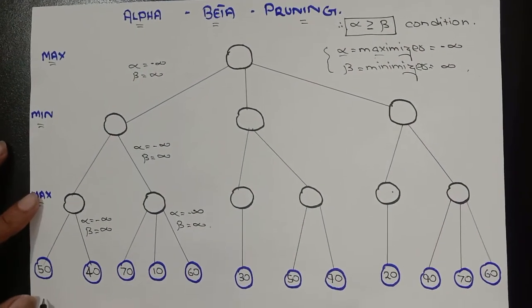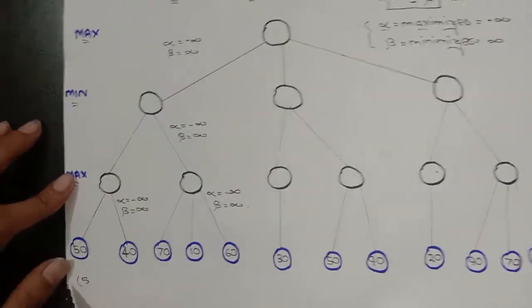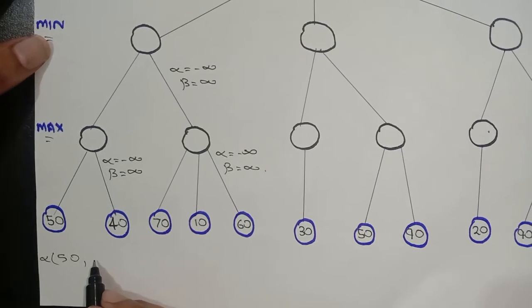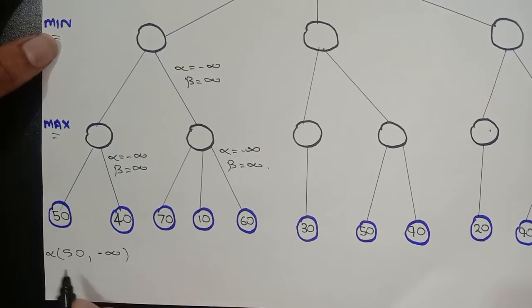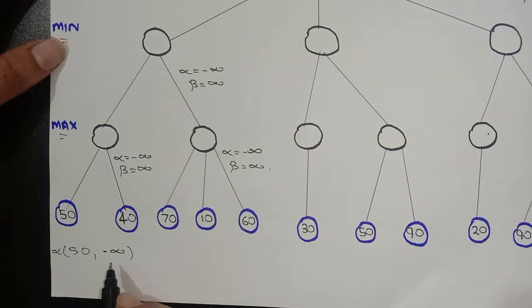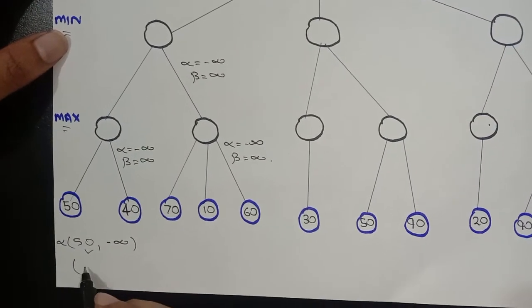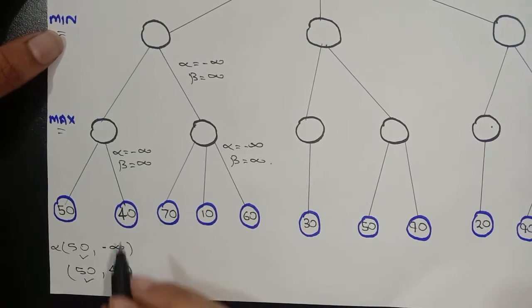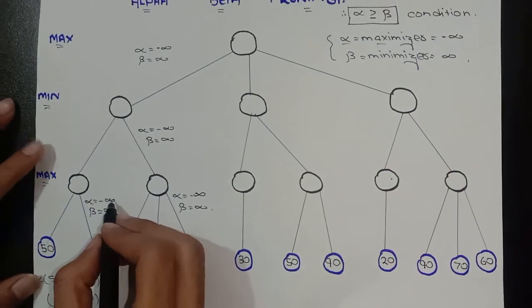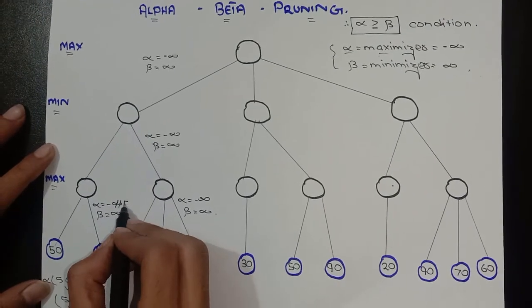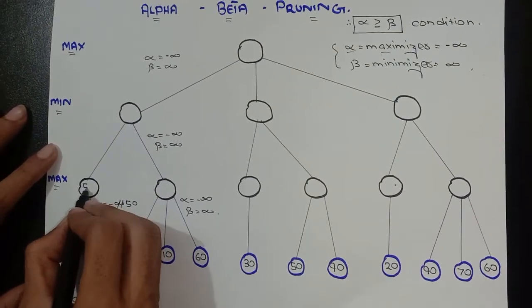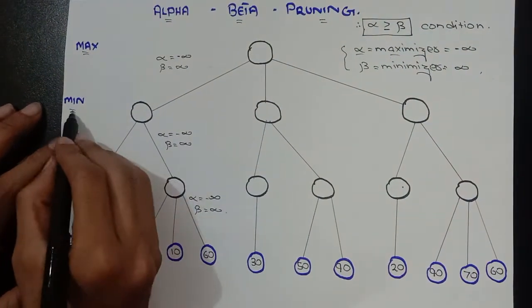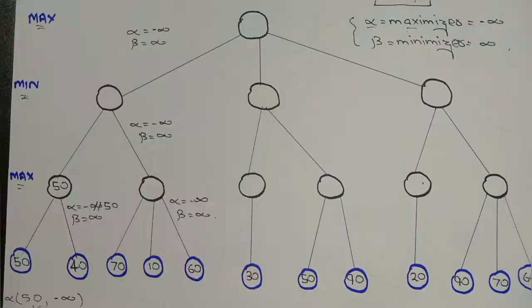Then I am at a maximum level, so I use the alpha value. Maximum is alpha, so I will check the alpha value. Is 50 maximum or minus infinity? Definitely 50 is maximum. Again check: is 50 maximum or 40 with the other node? Yes, 50 is maximum, so I will rewrite the alpha value, and it becomes 50.